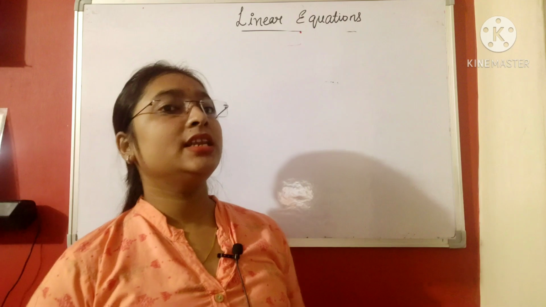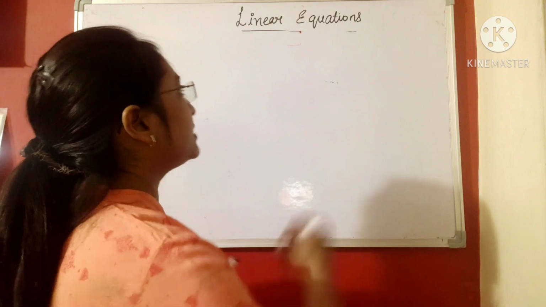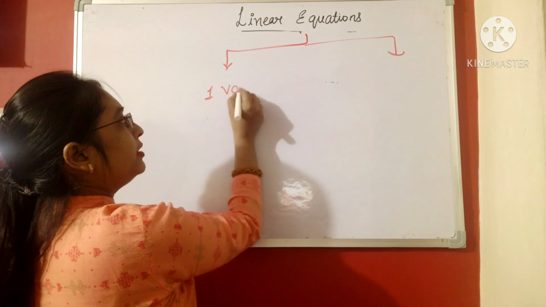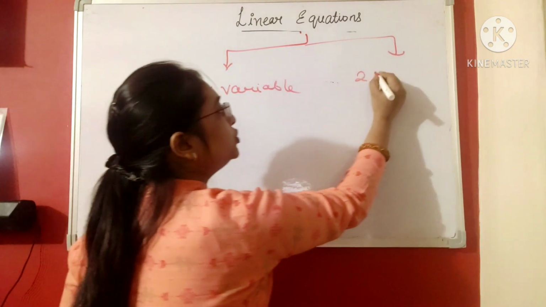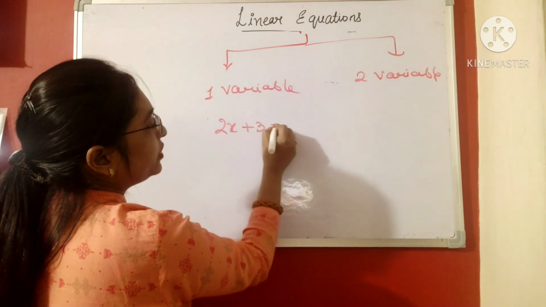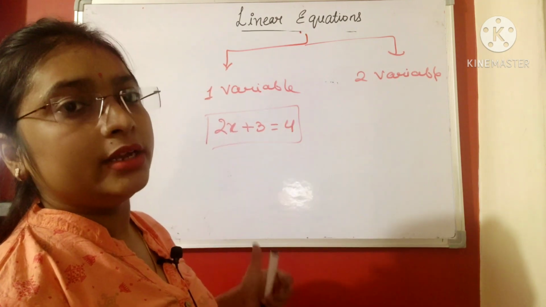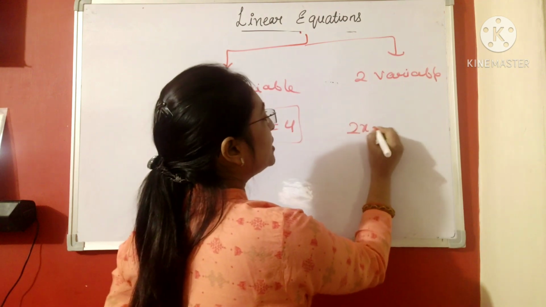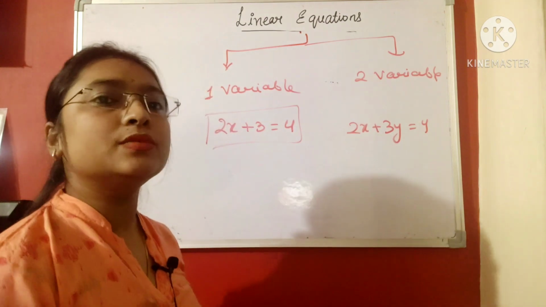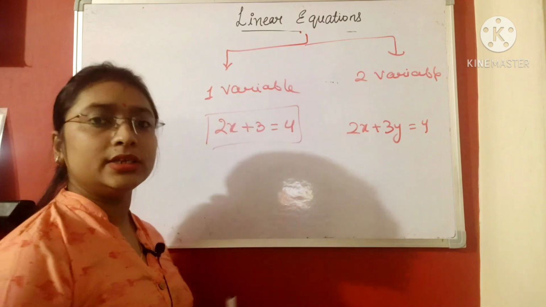We are going to start linear equations in today's video. Before understanding linear equations, we should understand that they are of two types: linear equation in one variable and linear equation in two variables. When we have a linear equation like 2x plus 3 equals 4, in this equation we have only one variable, so it is called a linear equation in one variable. If we have two variables, that is x and y, it becomes a linear equation in two variables. In this video, we will be studying linear equations in one variable.